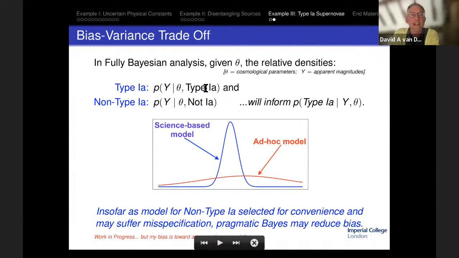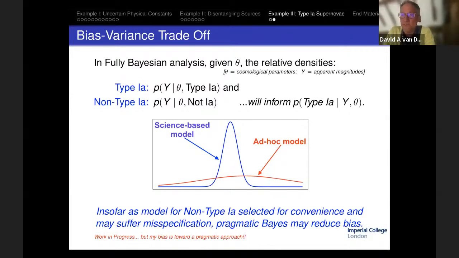In the fully Bayesian analysis, again, I have the type 1a model and the non-type 1a model, and say the data here is the apparent magnitude. So this is just a cartoon picture in one dimension. But if I have an apparent magnitude down here, I'm going to say, well, that must be from the red distribution, the non-type 1a. Now, if I have an apparent magnitude here, I'm going to say, well, it's likely to be a type 1a because it's consistent with the blue distribution. And so the relative height of those two distributions is what's going to allow me to update, based on the current data set, the absolute magnitudes, which objects are type 1a and non-type 1a.